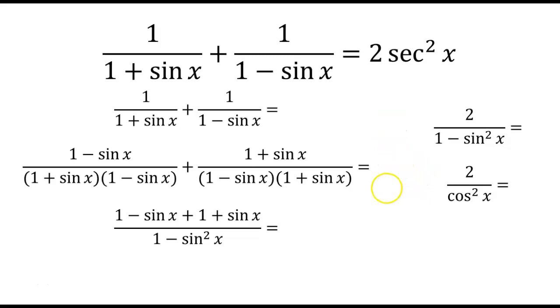That's that Pythagorean identity there. And then a cosine squared on the bottom is equivalent to secant squared, because remember, 1 over cosine, the reciprocal of cosine, is secant. And here we just have that squared. So we end up with 2 times the reciprocal of cosine squared, which is secant squared of x.